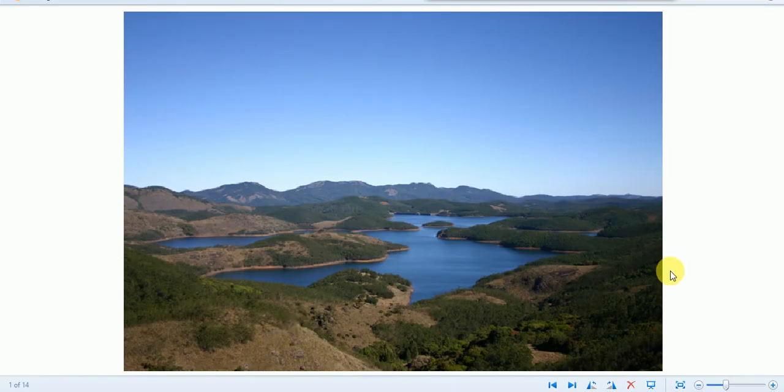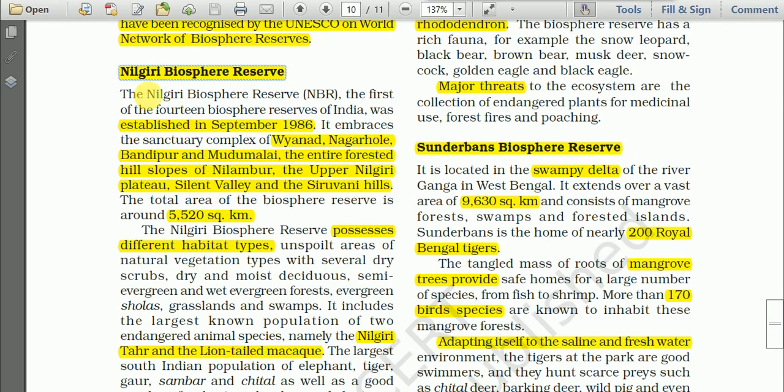This is a photograph showing a part of Nilgiri Biosphere Reserve. So let us read. Nilgiri Biosphere Reserve, the first of the 14 biosphere reserves. Actually, now we have 18. It was established in September 1986.